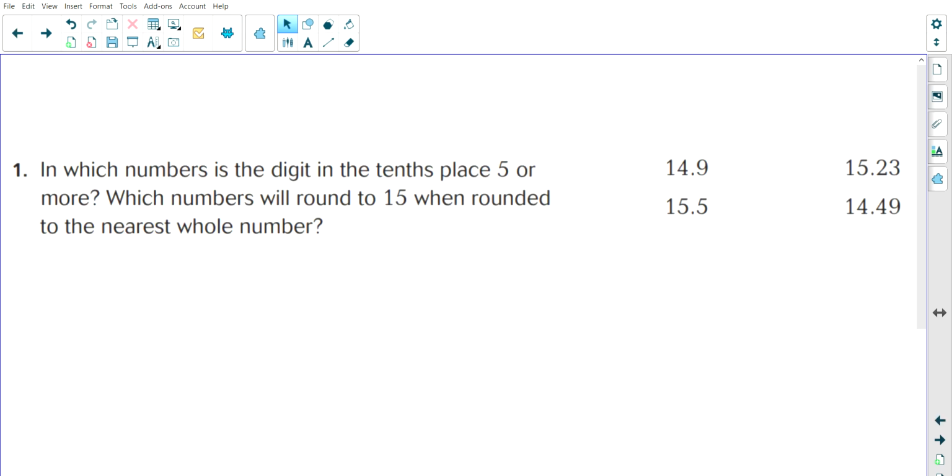Okay, so this is number 1 from your textbook. We're going to just do a little rounding warm-up, seeing how much we remember about rounding. So I have these numbers here, 14.9, 15.5, 15.23, and 14.49. Let's write them all down together, and then we'll solve number 1.